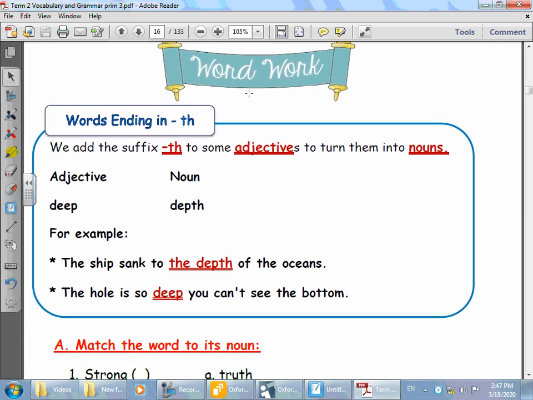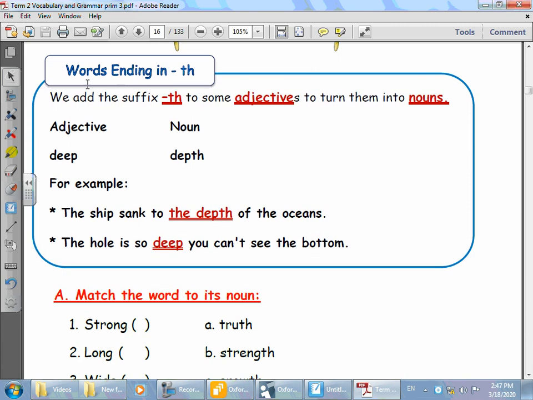The word work here. Words ending in th. We add the suffix th to some adjectives to turn them into nouns. Like for example, deep, it becomes depth. When we say the water is so deep, the sea, it's so deep down. Okay? So when we ask about how deep it is, we say, what is the depth of the water?